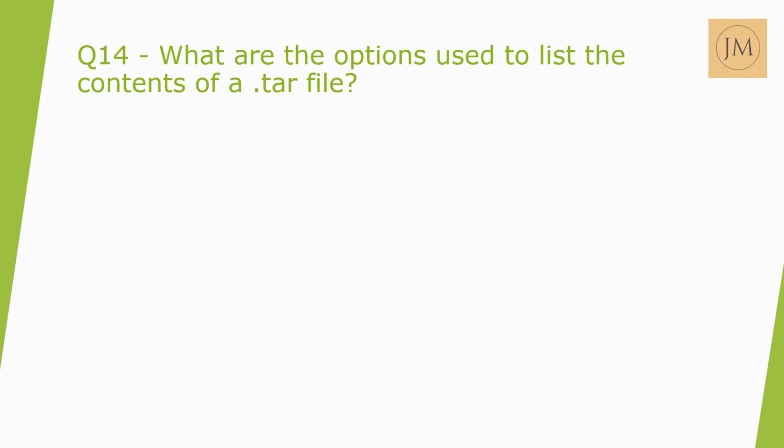14th question. What are the options used to list the contents of a tar file? We have the options A, CVF, B, TVF, C, XVF, and D, LVF. So the answer here is B, TVF.